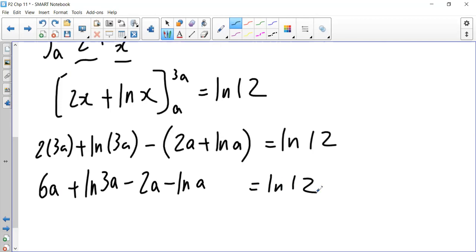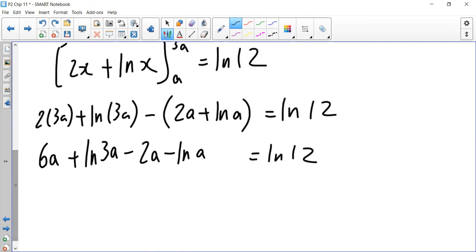Now, if you know your logs and are confident with your logs, I would suggest you pause the video and try to finish off the question. Actually, even if you're not confident, you should try it because you should know this. Pause the video and finish it off. If you can't, you can carry on with the video.